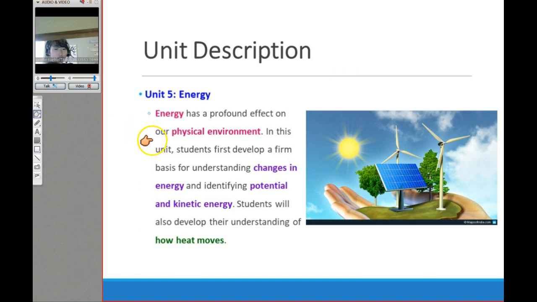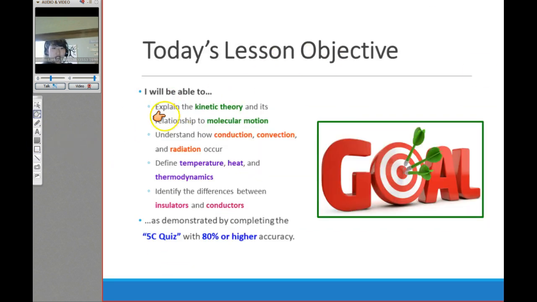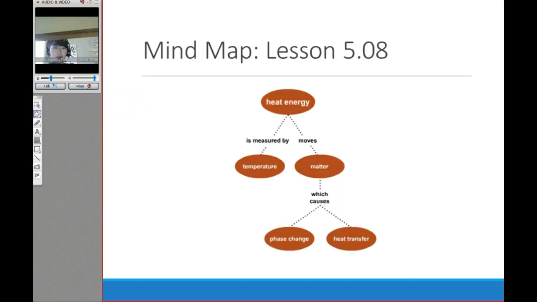So we've been talking all about energy. We dug really deep into potential and kinetic energy. Now we're going to finish up the unit and talk a little bit more in depth about heat energy. So our objective: we should be able to explain what the kinetic theory is and its relation to molecular motion. We should understand what conduction, convection, and radiation are. Define these three terms: temperature, heat, and thermodynamics, and also know the differences between insulators and conductors. There's definitely a lot of different stuff in this lesson, but we are going to do really well on it. We're going to dig deep into it.